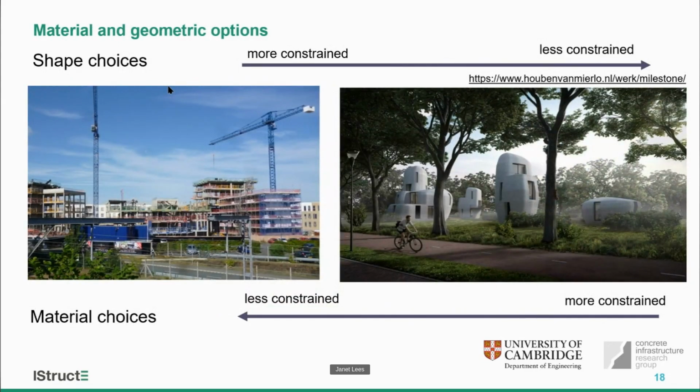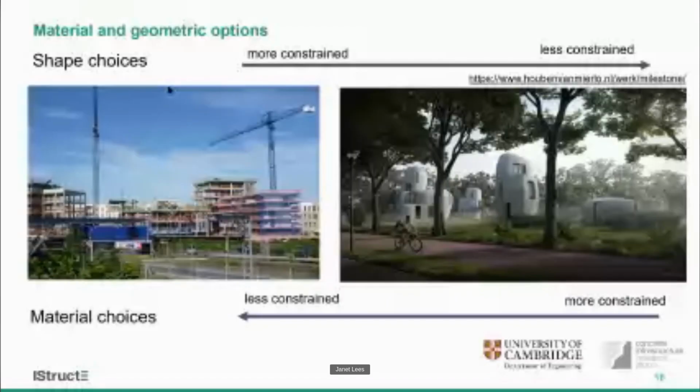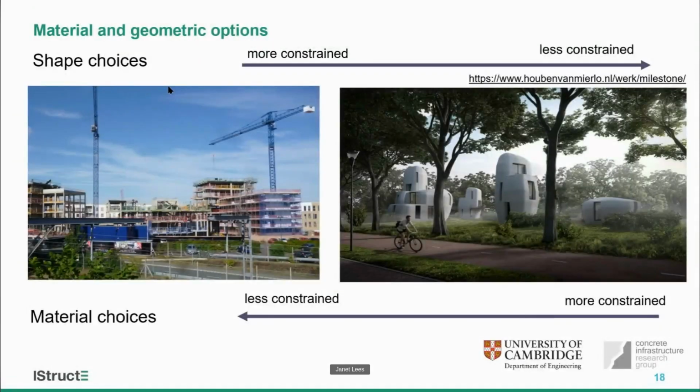So what I'd now like to do within this spectrum is think through the ideas of shape choices and material choices and how they interact with our placement methods. Broadly speaking, if I think of shape choices, if we need to form them, they're more constrained. And if I move to the right towards our freeform structure, the shape choices are less constrained. However, if we look at the material choices, potentially they move the other way: if we have something that's freeform, the material needs to be self-supporting.